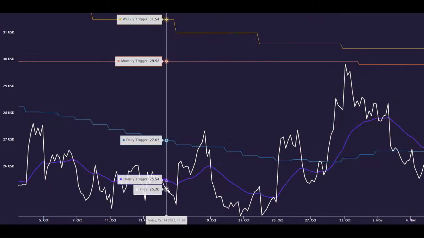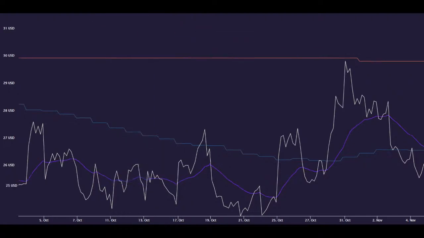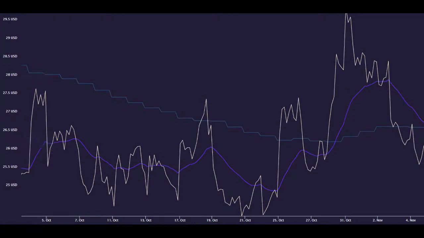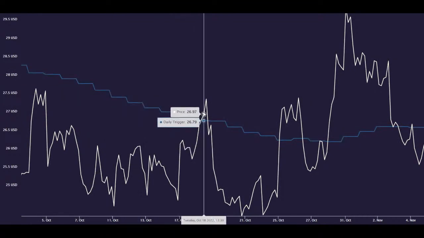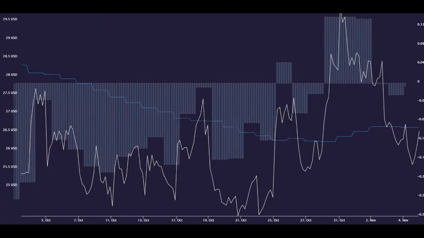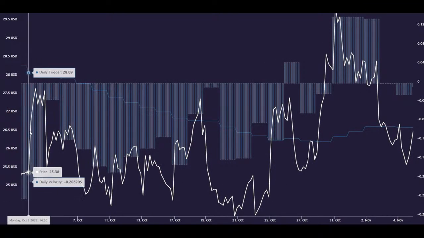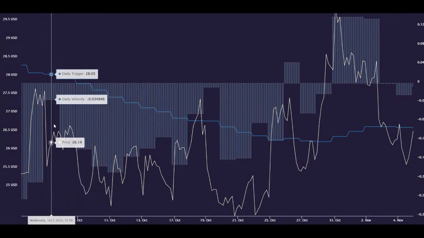First of all, the velocity on each time frame always tells you how strong the triggers are. What do I mean by that? Look at this attack of the daily trigger and notice how price failed and came back down. And then look at this attack of the daily trigger and notice how price failed and came back down. Now let's look at the daily velocity. See how negative the daily velocity was during this time period? So when price came up to the trigger, we have to expect a rejection.